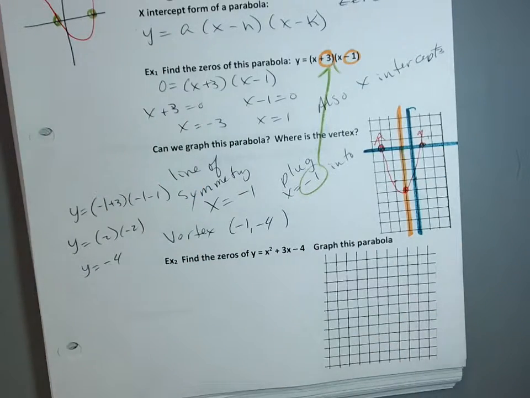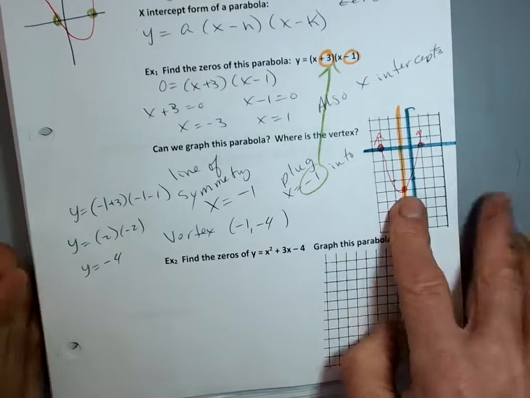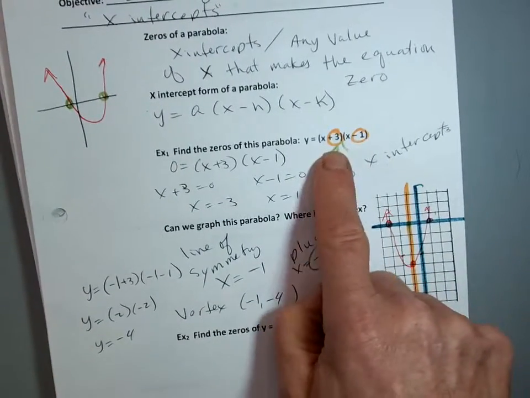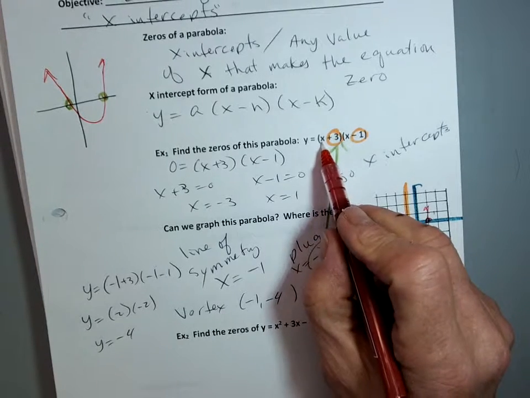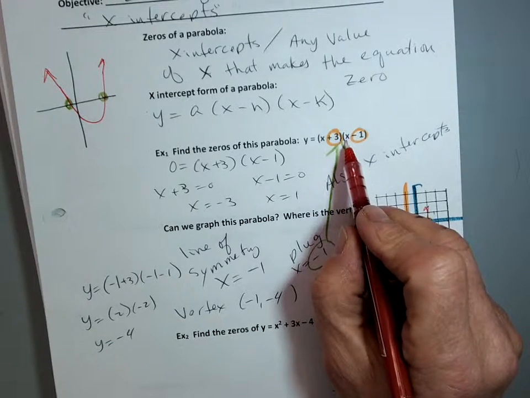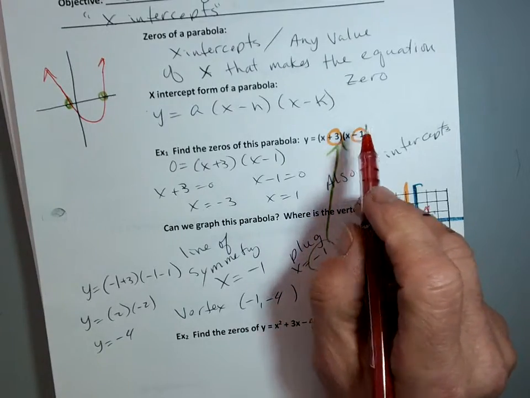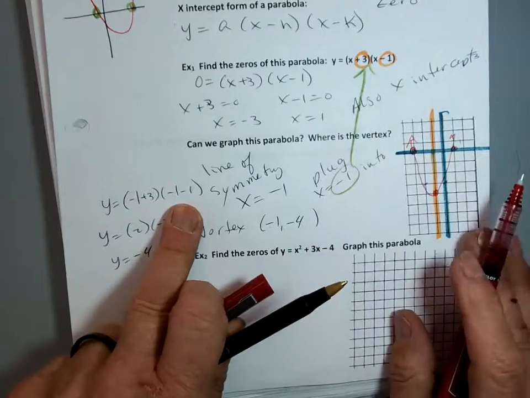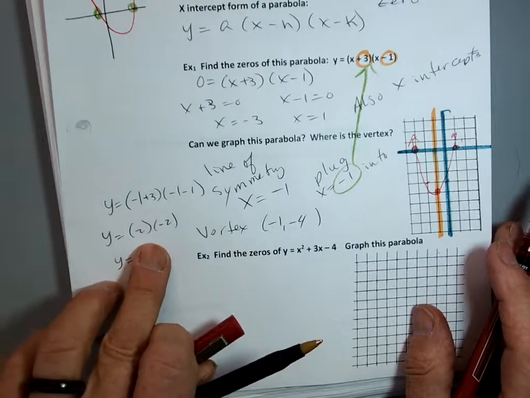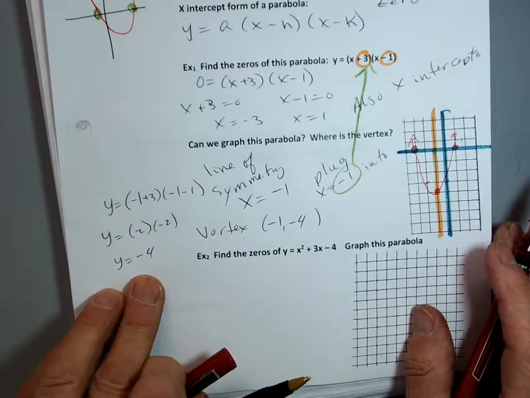It's the same stuff. I plugged into the equation, the equation I'm given. Because there's two x's, here and here, they're both x's. Then what I got was negative 1 plus 3 and negative 1 minus 1, and I was able to solve for what the y value is.